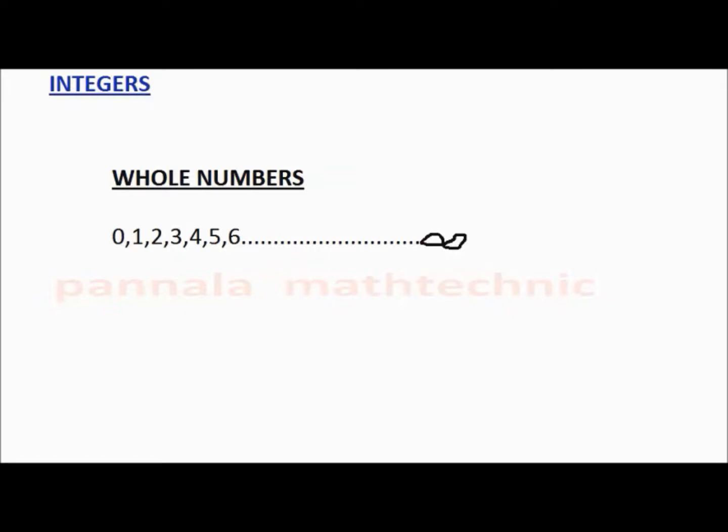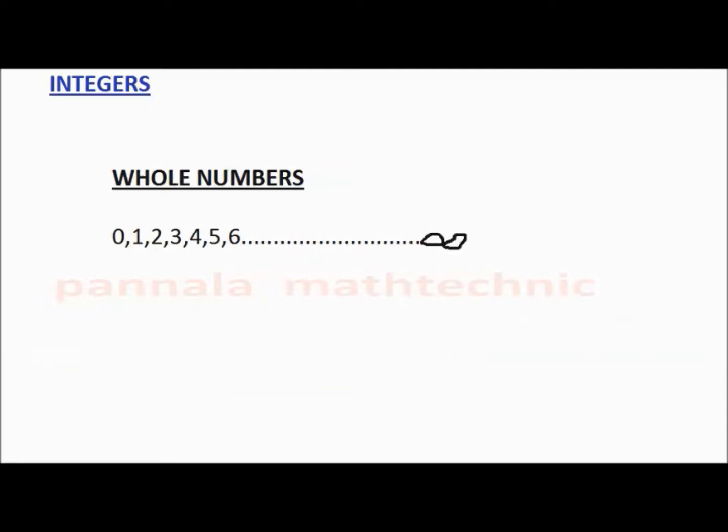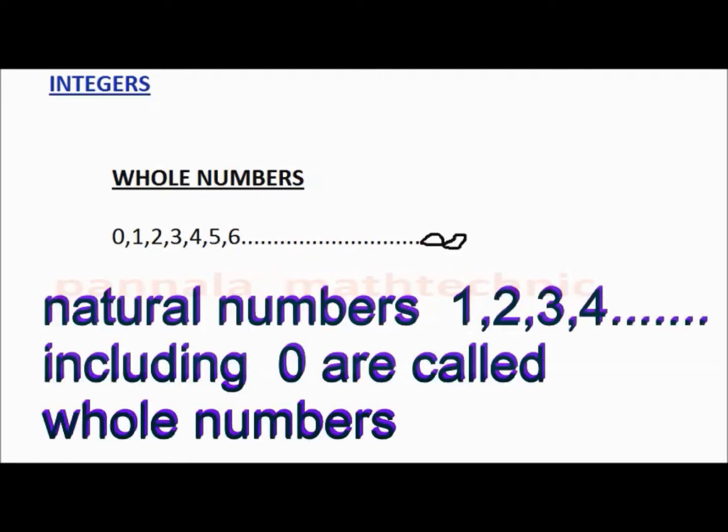Whole numbers are the basic counting numbers. It is 0, 1, 2, 3, 4, 5, 6 and so on. 17, 101, 267, 444 and 99999 are whole numbers. Whole numbers include natural numbers that begin from 1 onwards. So 0 and the natural numbers, both together we call whole numbers.